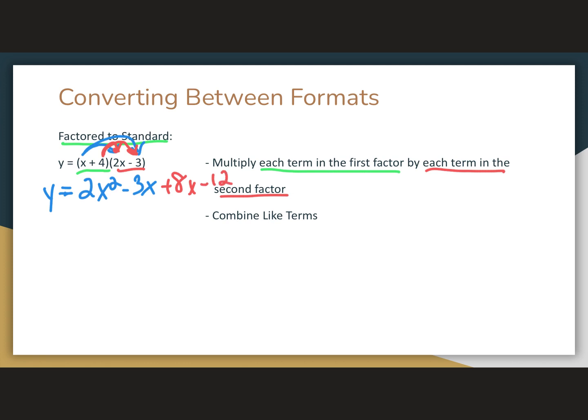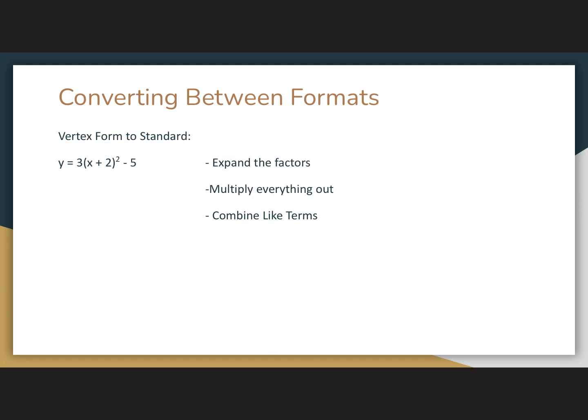Then we combine like terms. You'll notice that negative 3x and positive 8x can be combined. So we end up with y equals 2x squared plus 5x minus 12. And now you're in standard form. Okay. So what if we want to convert from vertex form to standard form?